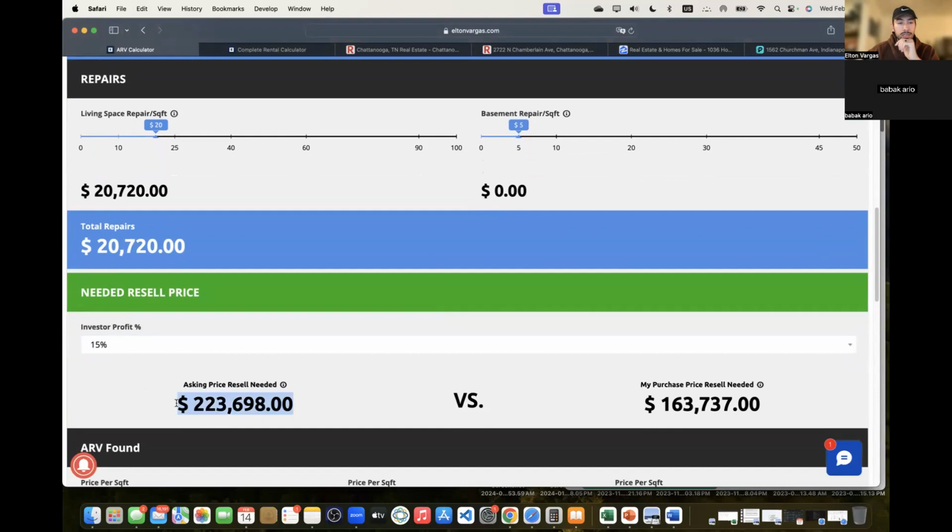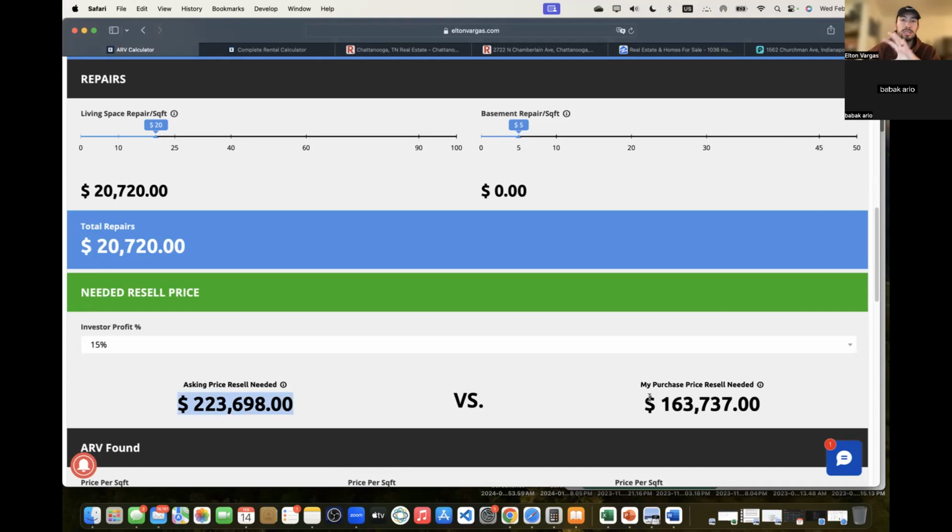And this property, if I were to bring it up to date, can definitely sell for 223. We kind of already looked for it. We look at what the properties are selling for, and we did find out that the property can definitely sell for more than $200,000. So this asking resale price is definitely right on the spot.